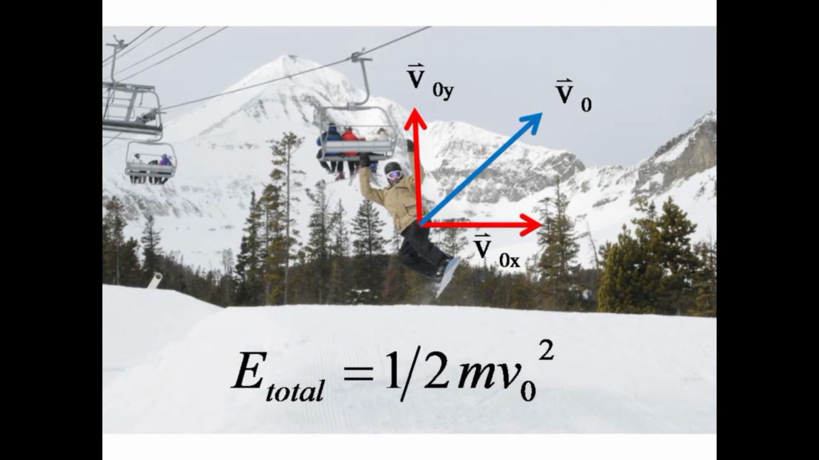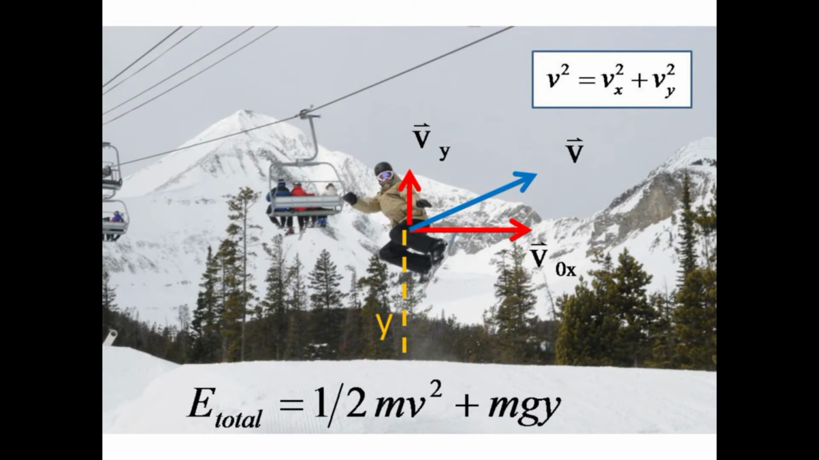Note that this initial velocity, v0, results from the vector sum of the horizontal and vertical components of velocity, v0x and v0y. Partway through his jump, he has a combination of kinetic energy, 1/2 mv squared, and potential energy, mgy. By the Pythagorean theorem, v squared equals vx squared plus vy squared. Although the x component of velocity remains fixed, since there is no horizontal force, the y component is reduced by the downward acceleration due to gravity.